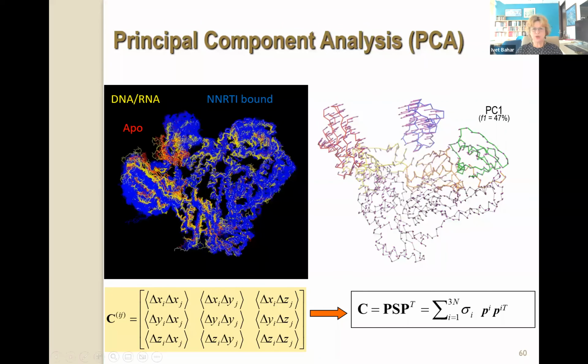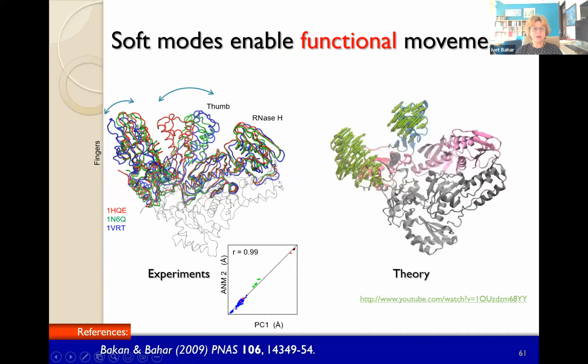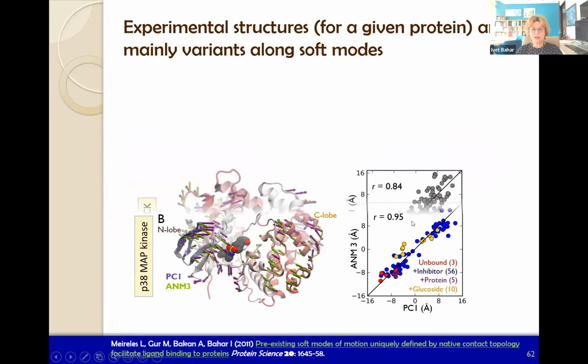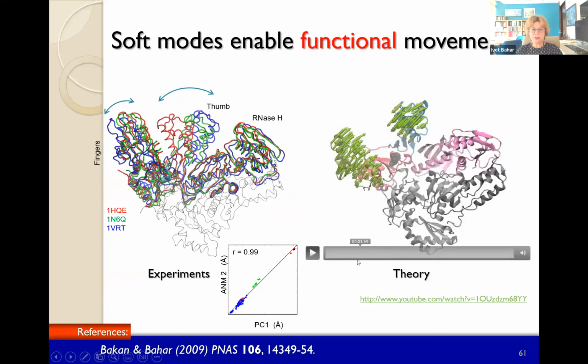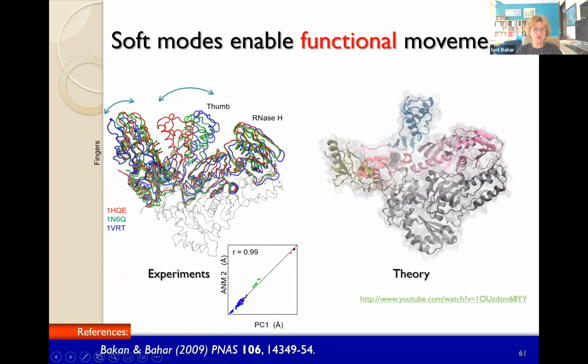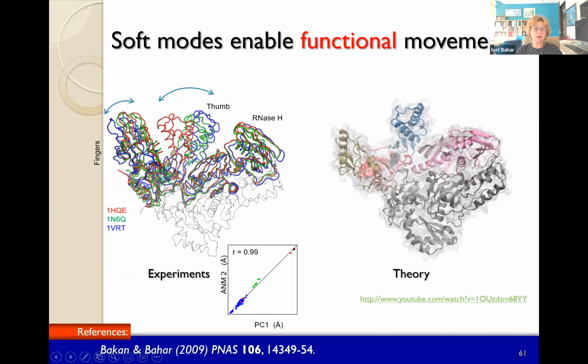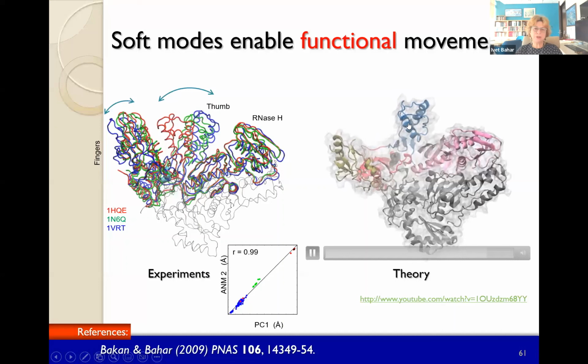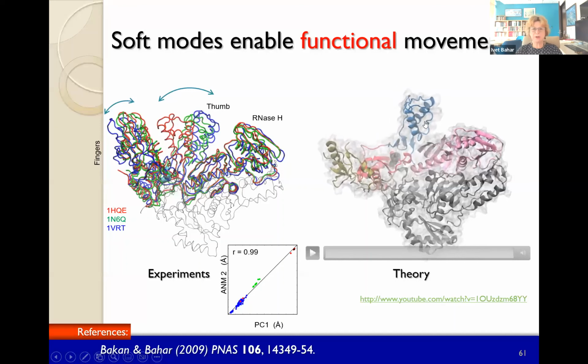So this is another way of showing. You have the HIV reverse transcriptase. PC1 is going to give you this type of movements based on the covariance matrix from the ensemble. And then you can compare what is experimentally observed and what is theoretically predicted. And you can see that experiments show a variation of conformations at the thumb and fingers, and theory also gives you this type of flexibility here.